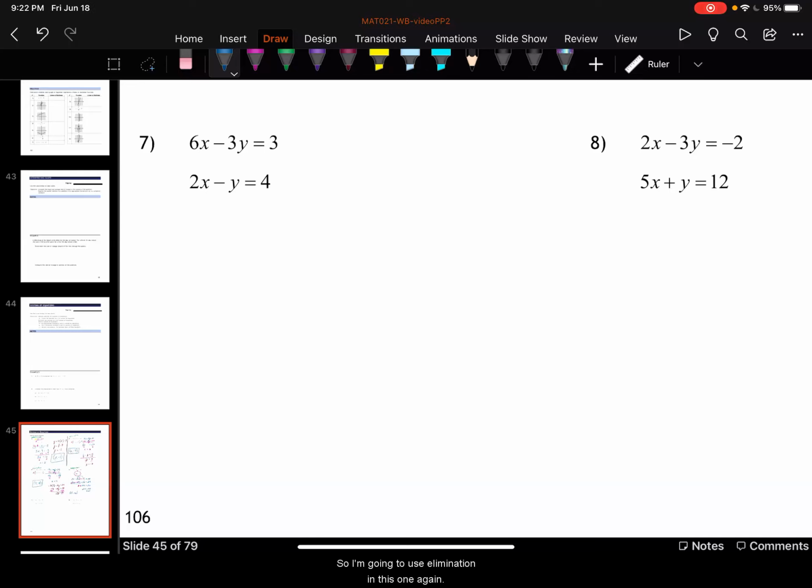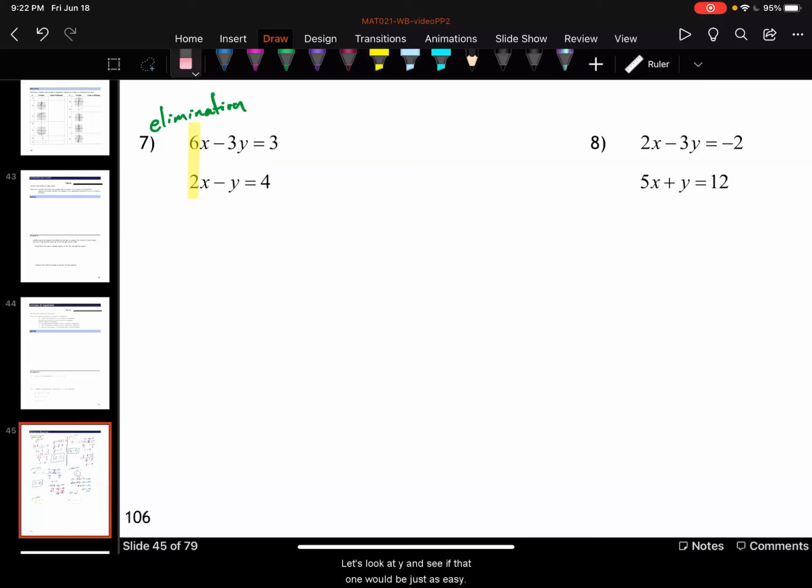So I'm going to use elimination in this one. Again, we have things in standard form. It just makes it easier since things are lined up. So if I look at my x's, 6 and 2, well, I could easily get those to have the same coefficient if I multiplied that second equation by a negative 3. That would get them to have the same coefficient, and when we combine, the x values would go away.